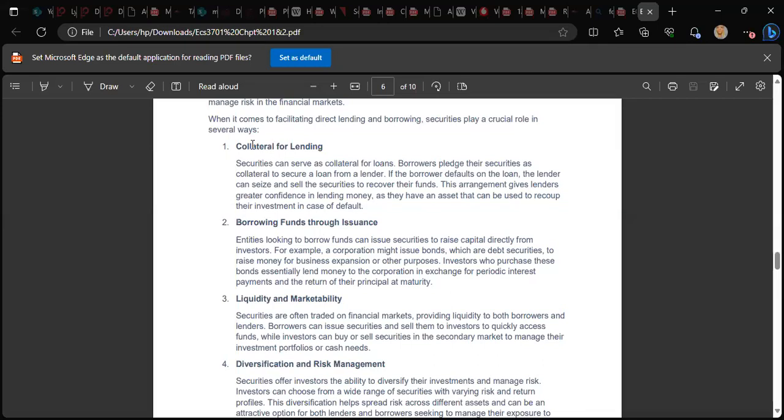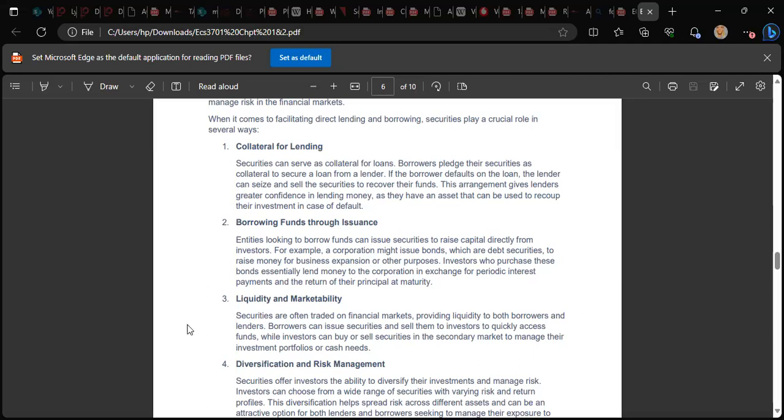And then it can be used again as collateral. So remember when we were talking about those repurchase agreements, we said those bonds, of which the type of bonds they are the treasury bills. Treasury bills are used as collateral there. So a treasury bill is a security, right?